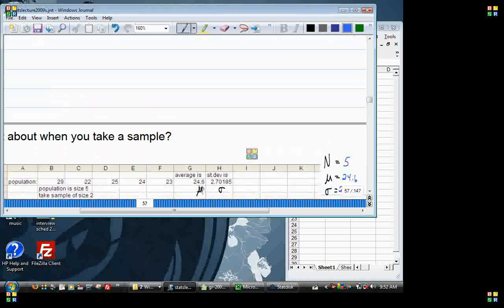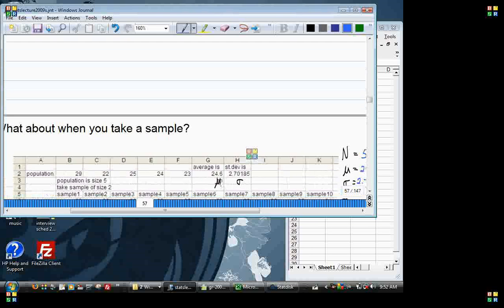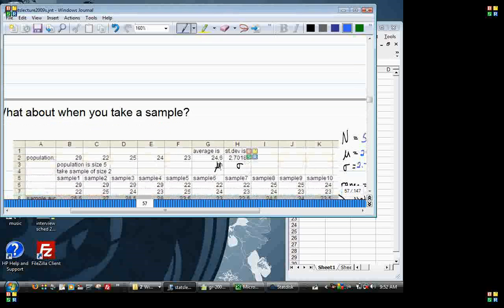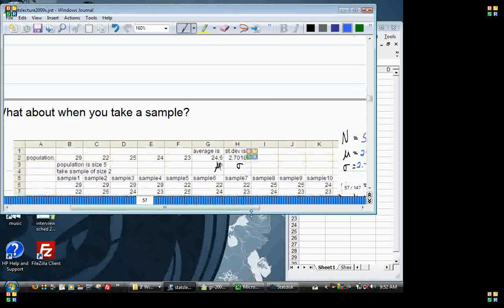What I'm telling you right now, which we'll actually know how to figure out by the end of the semester, is that there are 10 possible samples, and what I'm going to do right now is write out every single one. Here they are: 29 and 22, 29 and 25, 29 and 24, etc. This is every single possible sample that you could have.